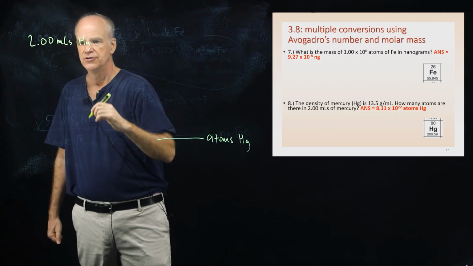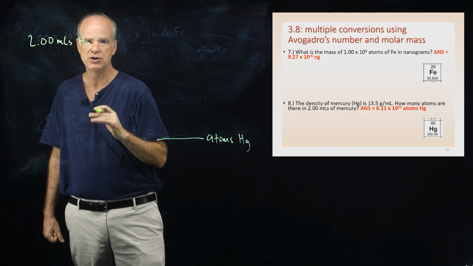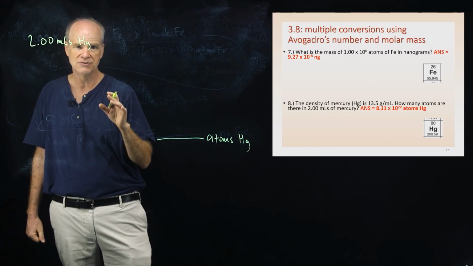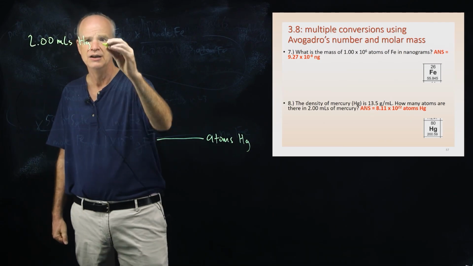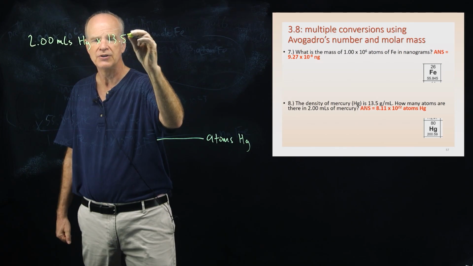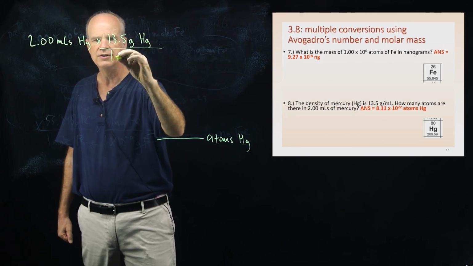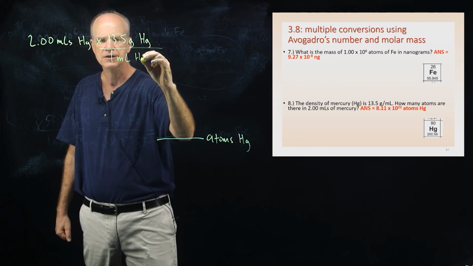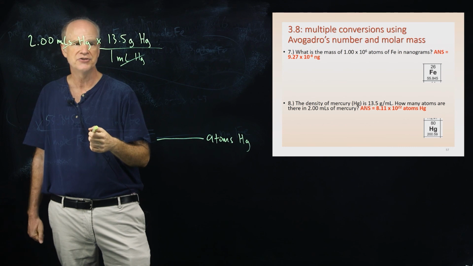So it's going to be 13.5 grams of mercury per mil. So that's an equality. That is 13.5 grams of mercury is equal to 1 milliliter of mercury. So I can go ahead and write out the fraction here times 13.5 grams of mercury over 1 milliliter of mercury. And the milliliters of mercury cancels out, and at this point we have an answer in grams of mercury.